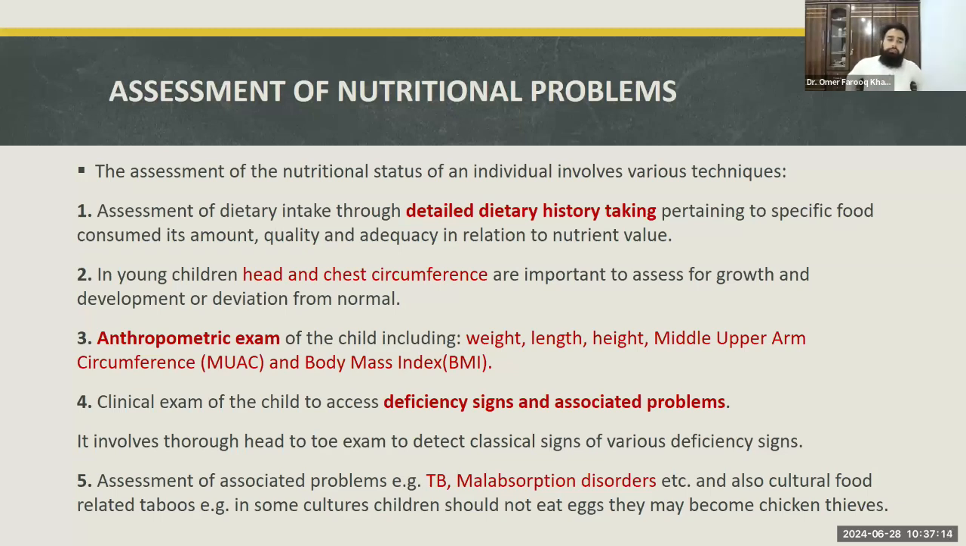There are also cultural food related taboos. For example, in some cultures children should not eat eggs. It is considered that children should not eat eggs as they may become chicken thieves. So there are some cultural taboos as well, which make our children protein energy deficient.